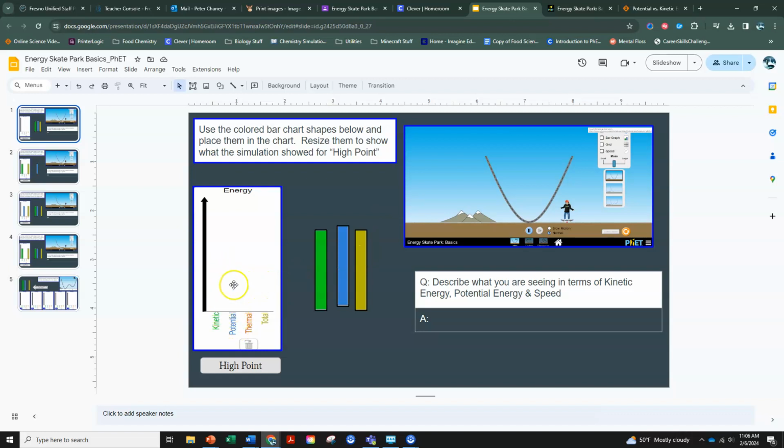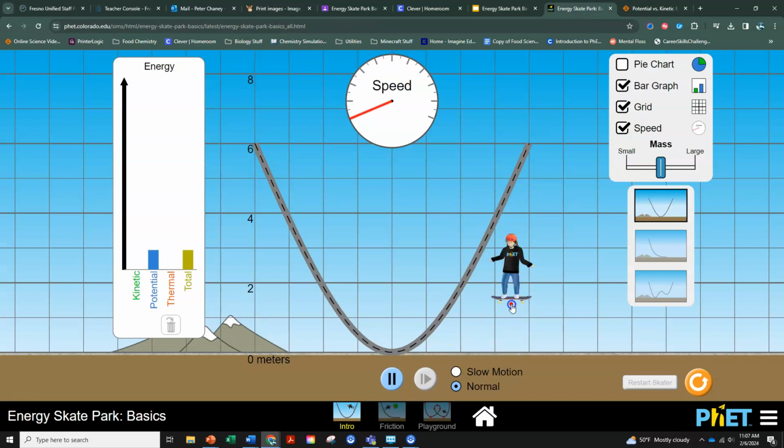And once you've placed your bars, once we've figured those out, you want to answer the question to the right there. Describe what you are seeing in terms of kinetic energy, potential energy, and speed. So you're just kind of basically, in your own words, saying what you see. So there's 0 kinetic energy or all kinetic energy, so that's how you're answering those questions.